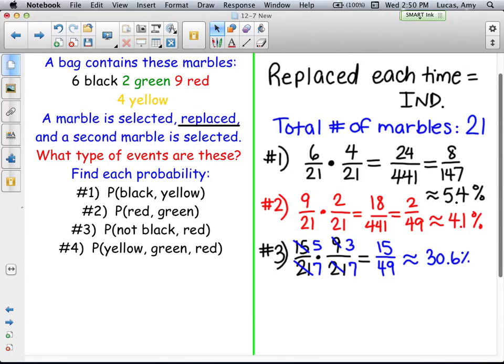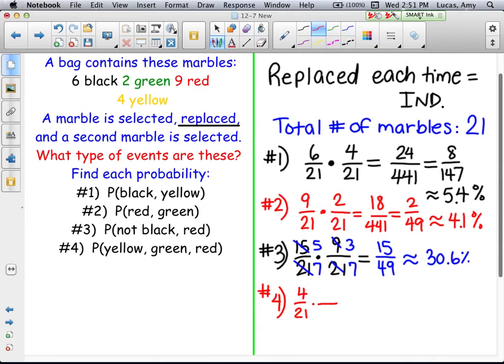And then my last one, yellow, green, red. Now we're talking about 3 different events here. So yellow is 4. So 4 out of 21 are yellow. Then green are 2 out of 21.